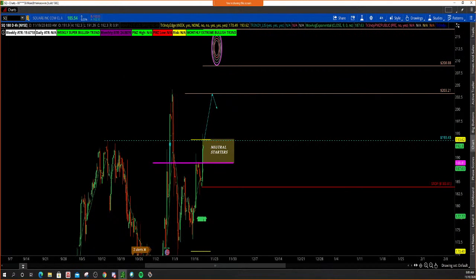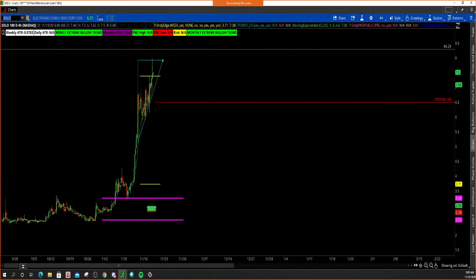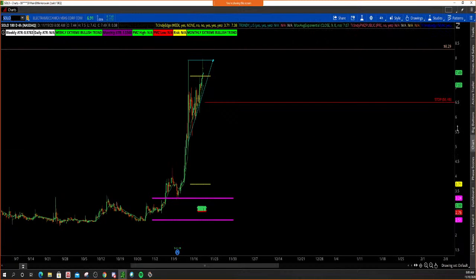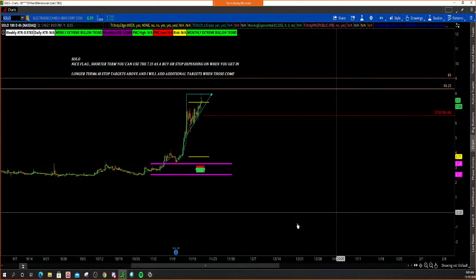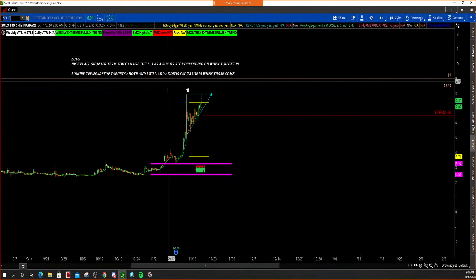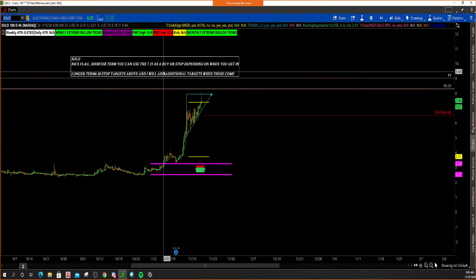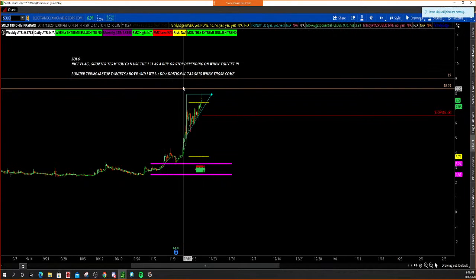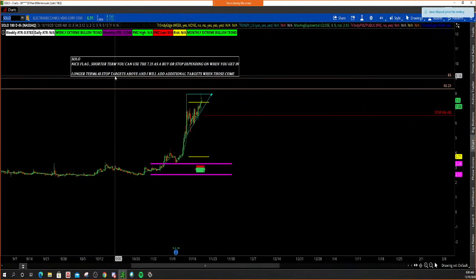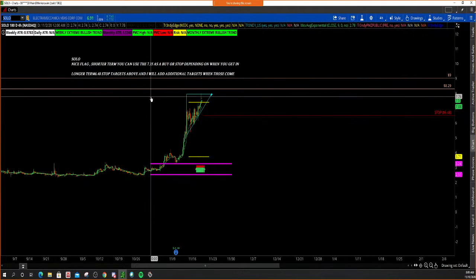Let's go ahead and go to my next favorite. This little guy's been working really well for us. Solo. You gotta like this picture, right? Look at this Solo. Nice flag, shorter term. You can use the 7.35 as a buy or stop depending on when you get in. Again, this is just my opinions.